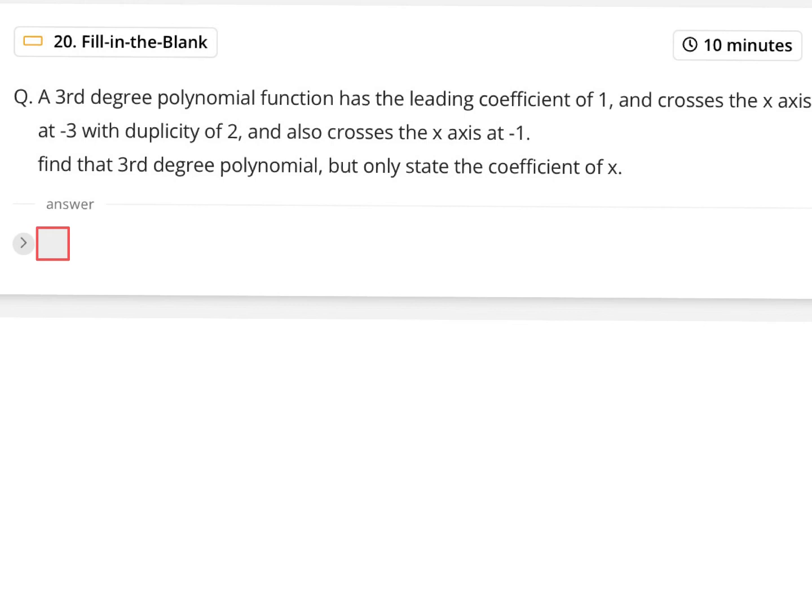It says a third degree polynomial has a leading coefficient of 1. Okay, so we know that third degree polynomials, let's just do a quick sketch here. It's an odd degree function, has a leading coefficient of 1. So I know the end behavior is down here and up here, correct?